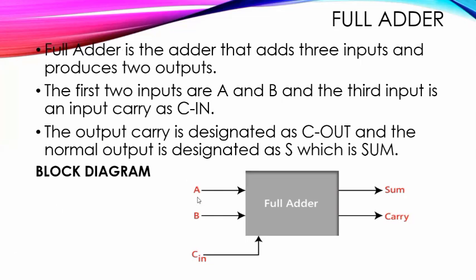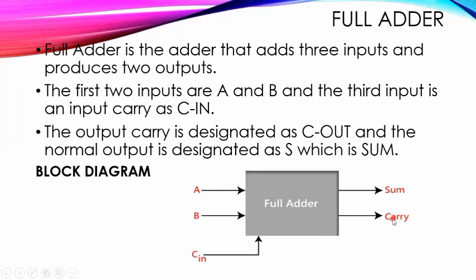So if you can see in this block diagram, A and B are the 2 inputs and Cin is the third input. When it is passed through the full adder, you will get sum and carry output.